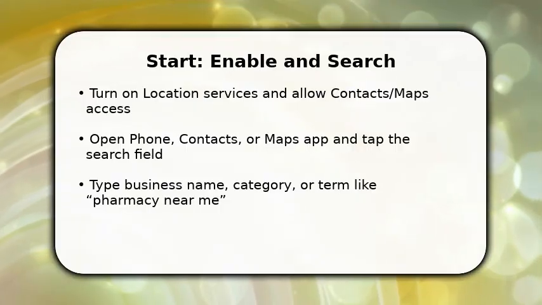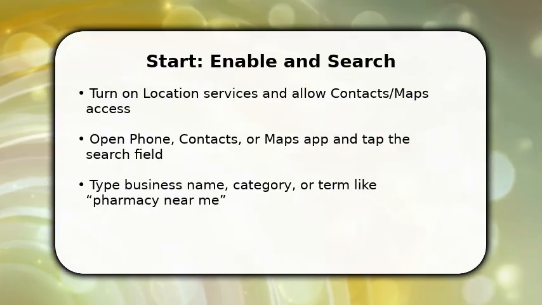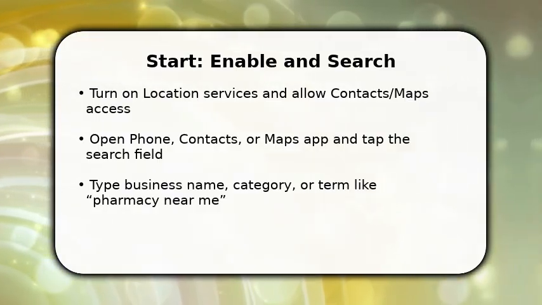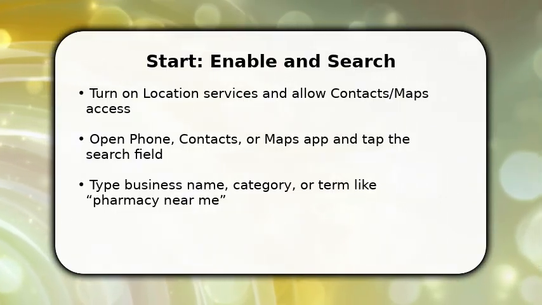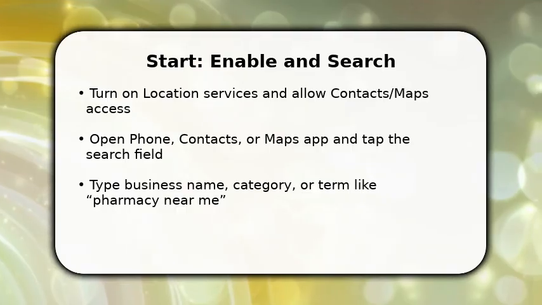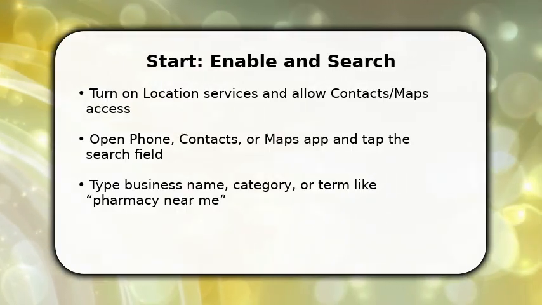You'll start by making your device locatable. Enable location and grant maps/contacts permission. Once done, open your phone or Maps app and tap the search bar. Enter a business name, category, or a phrase such as coffee shop near me to get local results immediately.